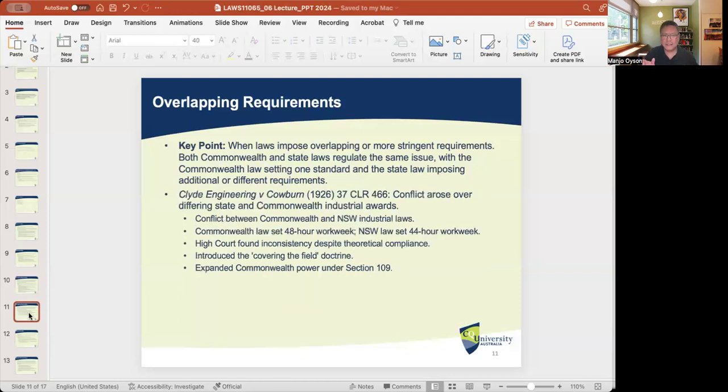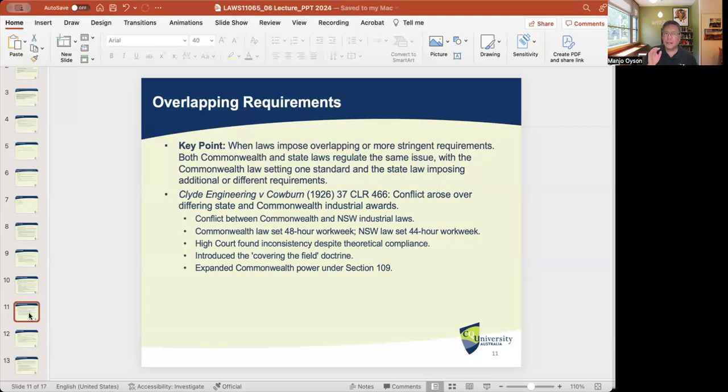Here, it's different because this time it is the Commonwealth which is saying that an employer is permitted 48 hours, but the state would only allow a 44-hour work week. So theoretically, it was possible to comply with both by just making sure that employers would only let their workers work for 44 hours.